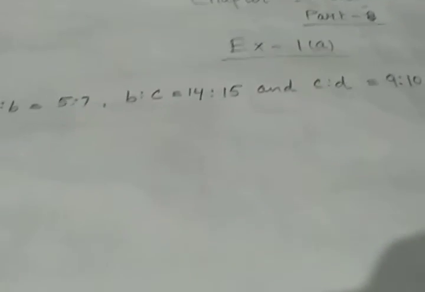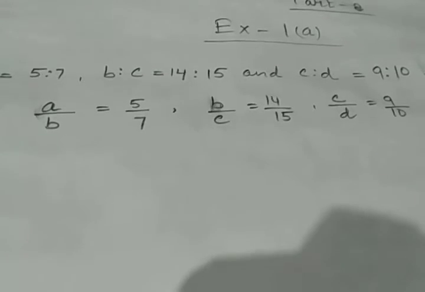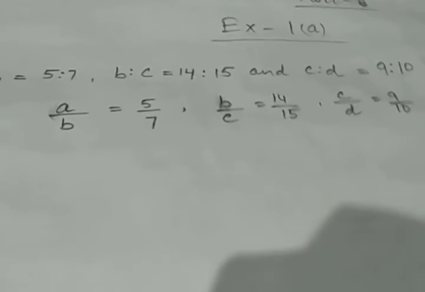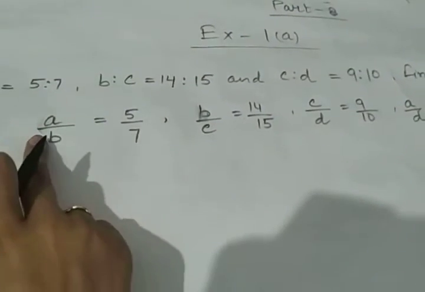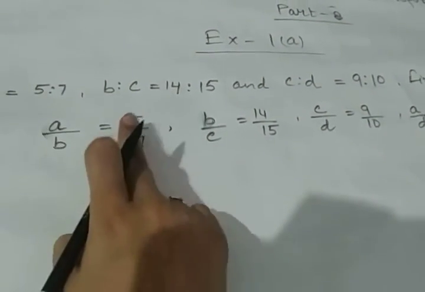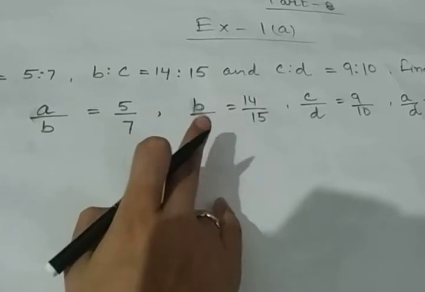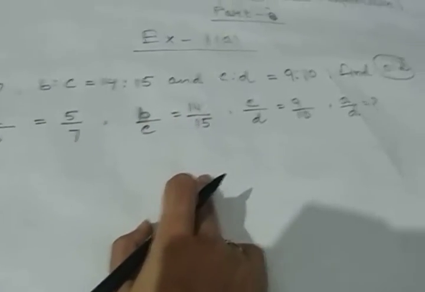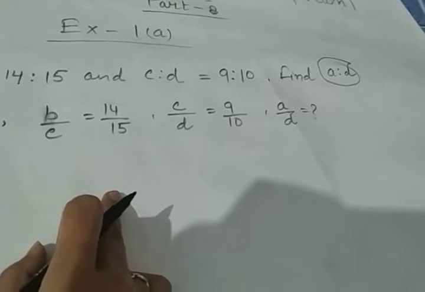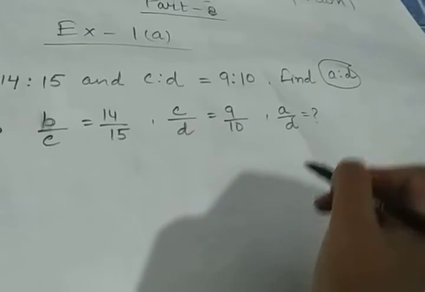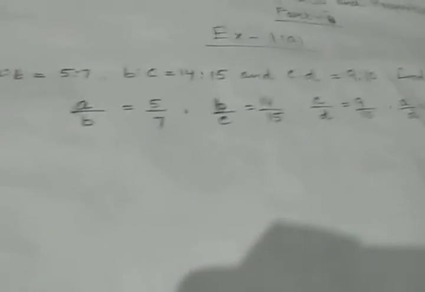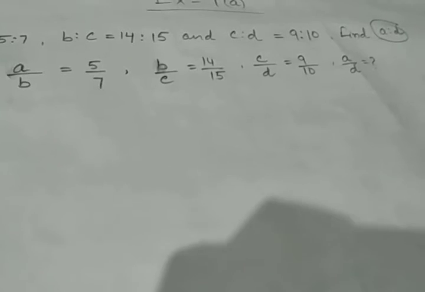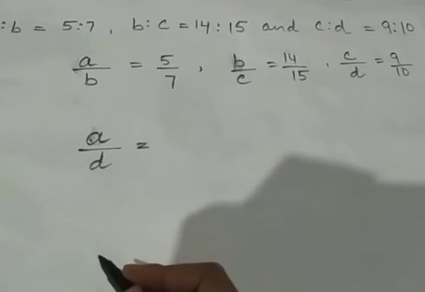First of all, we write it in sequence. We can write it in fraction form: A ratio B is 5 upon 7, B upon C is 14 upon 15, C upon D is 9 upon 10. We have to find A upon D. Then first of all, we can solve it through this solution.